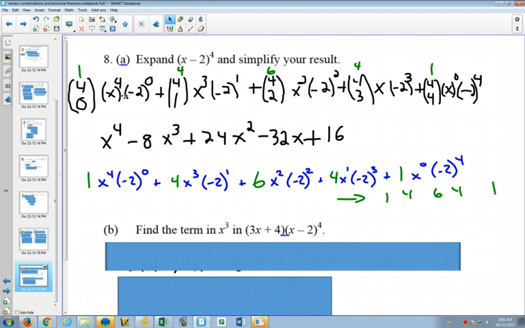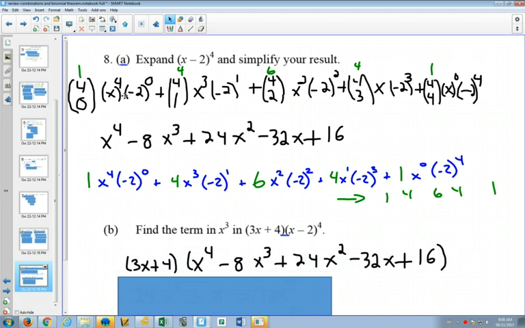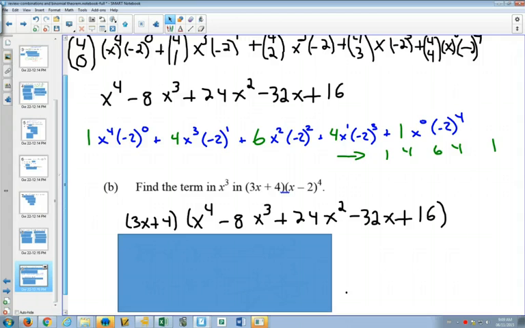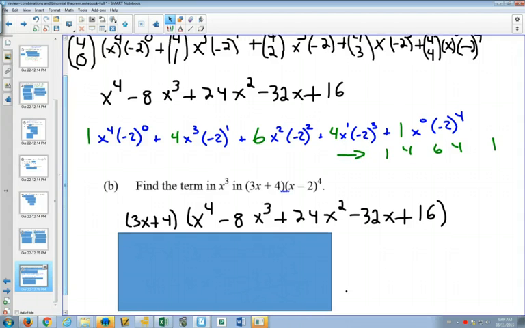And so now that we've expanded it completely in part A, we'll add some algebra to this. If you had a 3x plus 4 in front of that, all that means is you'd have a 3x plus 4 in front of that expanded form that you found. And you need to find the term containing an x to the 3 in this.